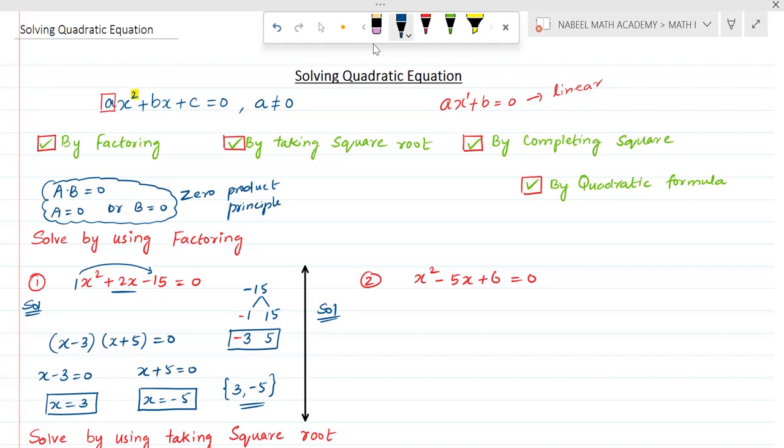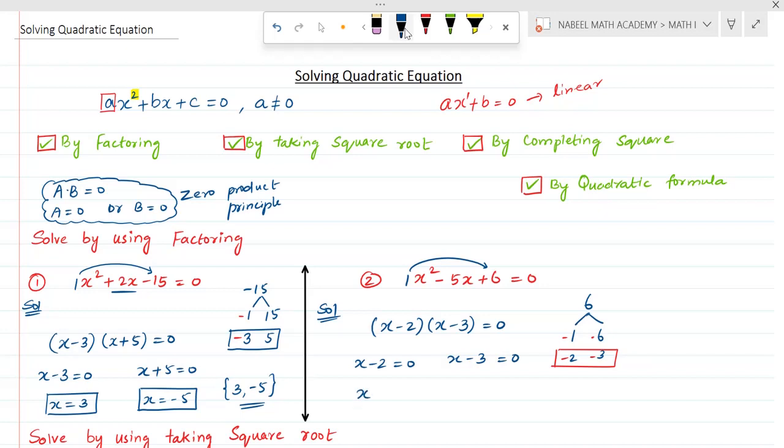It's the same rule. The leading coefficient is 1. I multiply, you will get 6. What is the multiplier? 1 into 6, 2 into 3. Since it is minus in the middle term, both are minus. I want to get minus 5, so this one is the correct one. So I can write it directly. It is x minus 2, x minus 3 equals 0. By using the zero product principle, I can separate x minus 2 equals 0, x minus 3 equals 0, and x equals 2, x equals 3. So therefore, the values you will have are 2 comma 3.